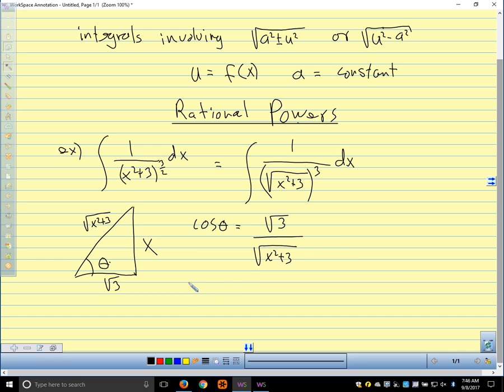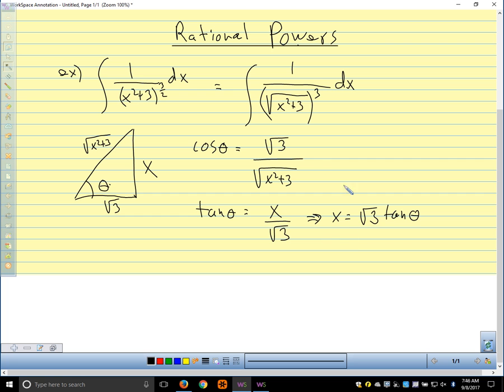Tangent theta is the one that we're going to end up using: x over the square root of 3. So that tells us that x equals square root of 3 tangent theta. This is the one I'm going to use to get my dx. So dx is square root of 3 secant squared theta d theta. Forgetting to substitute in for the dx is one of the common mistakes that students make. It's easy to forget to make that substitution.